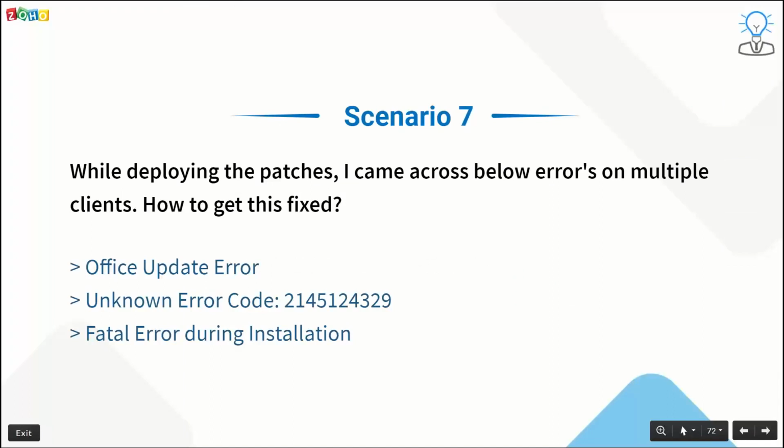While deploying the patches, I came across certain errors on multiple systems. How to get these fixed? These errors that you see right here could be due to multiple reasons like connectivity issues, missing dependency files, and so on. Next to errors like these, we will have detailed KBs or knowledge bases explaining the cause and the mitigation methods. So you can refer to those and get these errors fixed.